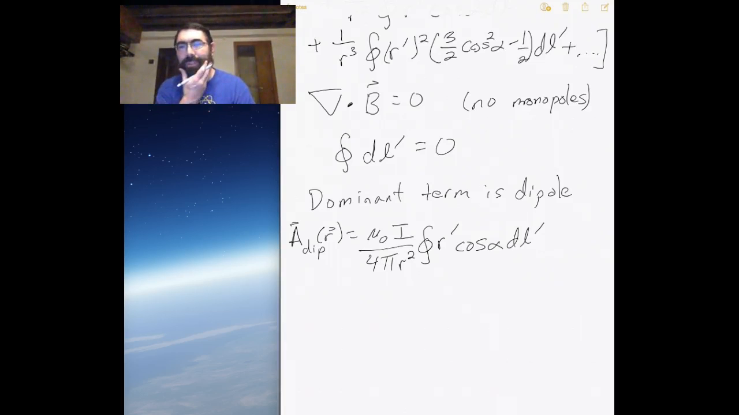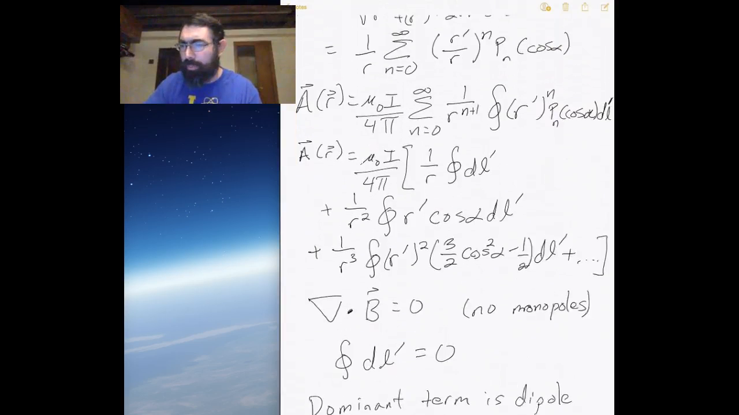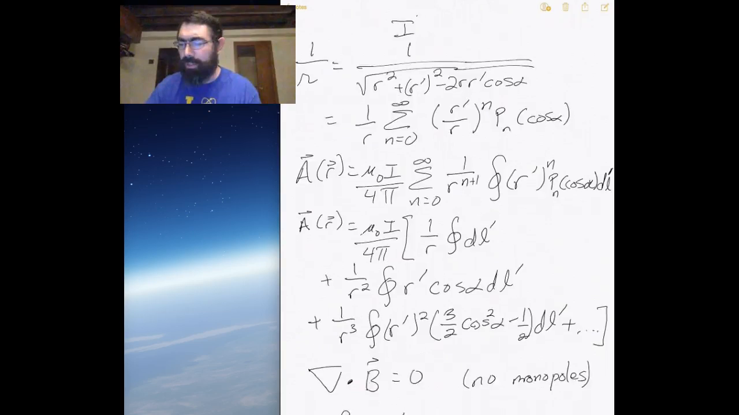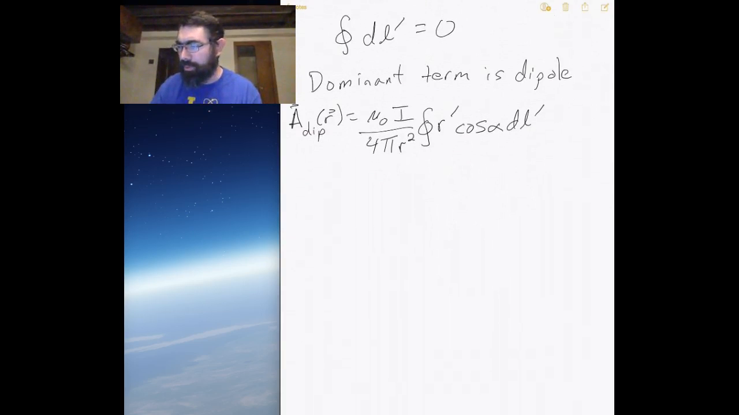Now, what about this cosine alpha? What are we going to do about that? Because we want to write this in terms of dl. So if we go back to our picture, cosine alpha is essentially the dot product of the r and the r prime. So therefore I can write cosine alpha as r hat dotted into r primed. Okay, so let's plug that into the integral.